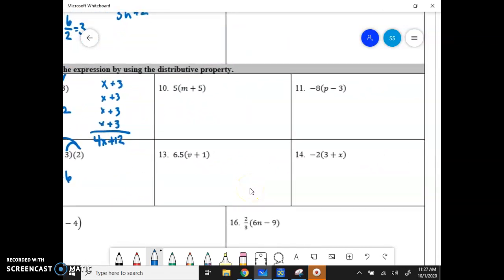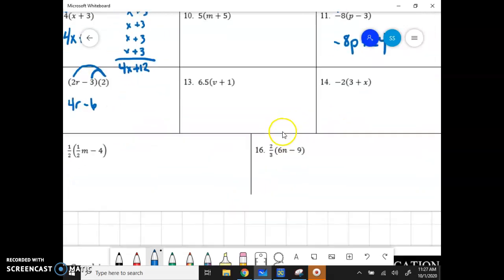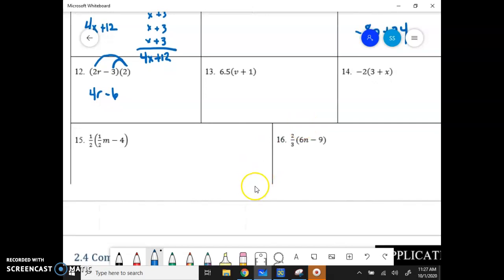Number 11, make sure that you're distributing negative 8, right? It's negative 8 times p, so this is negative 8p. And then when you do the second one, a lot of times students forget the second one. This is still negative 8 times negative 3. Negative times the negative is positive 24. All right.